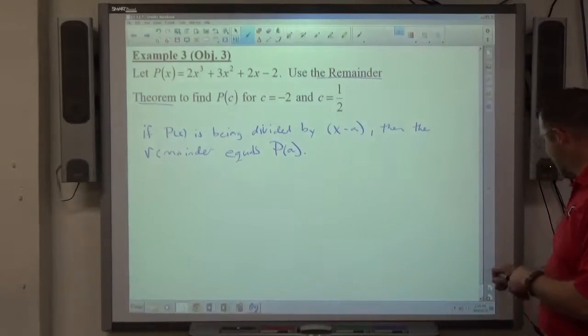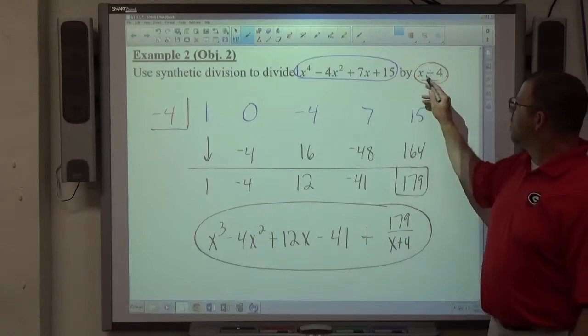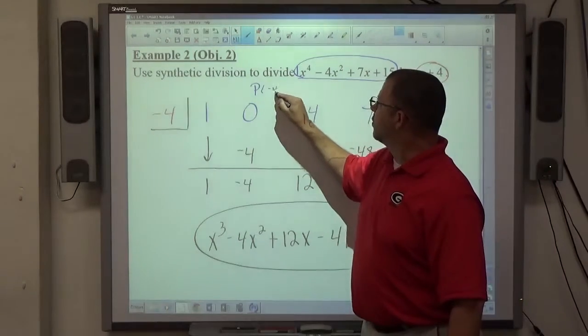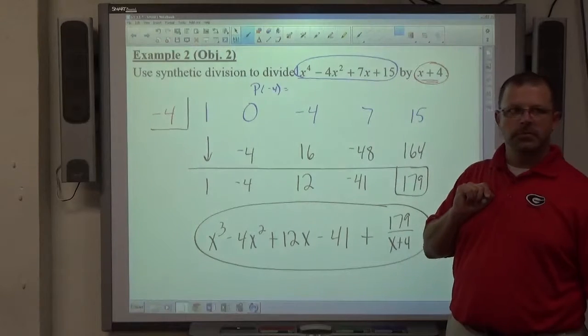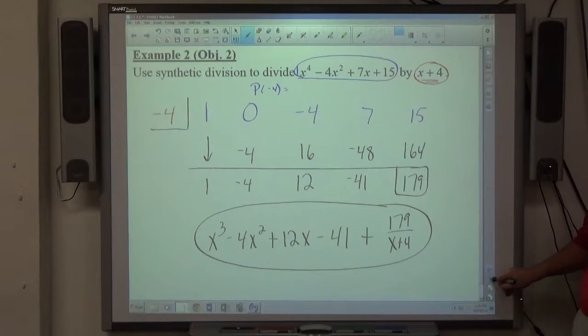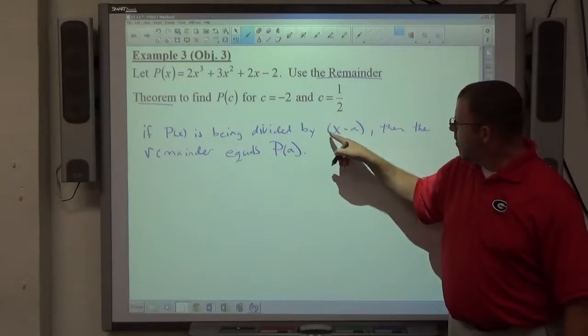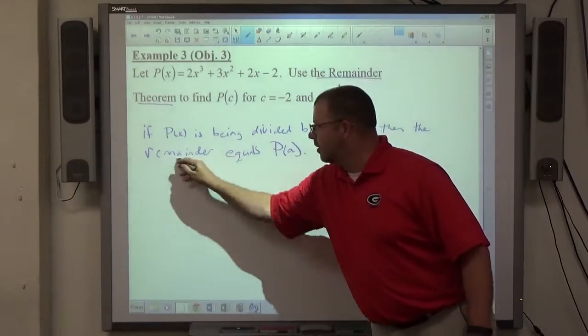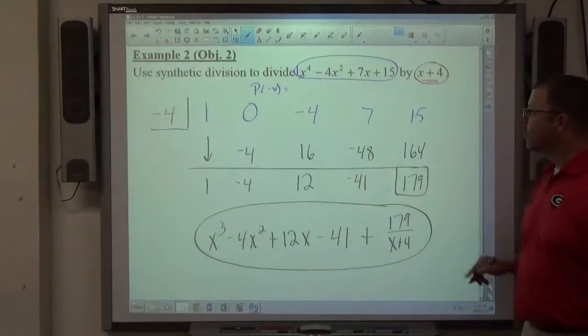Okay, go back to this last problem here. We're dividing by x plus 4, right? So if I did p of negative 4 on this, what should I get? Without working it out, what should I get? If p of x is being divided by x minus a, then the remainder equals p of a. So what's p of negative 4?